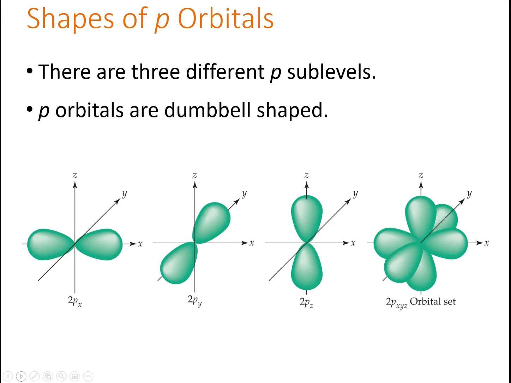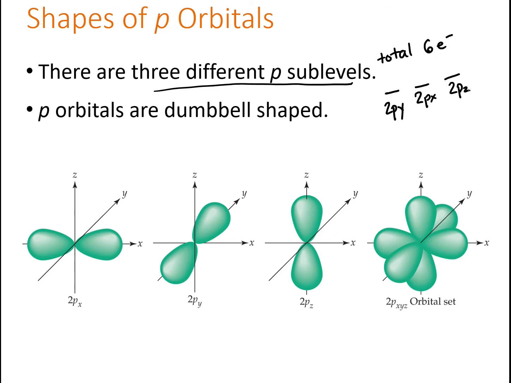The p orbitals are shaped like dumbbells, okay? And there's 3 different sublevels. Remember that they hold a total of 6 electrons. That's because, for example, in energy level 2, you can have X, Y, and Z for the p, okay? And each of those can hold 2 electrons, which are represented by those little arrows. And the X, Y, and Z just tells you the orientation.